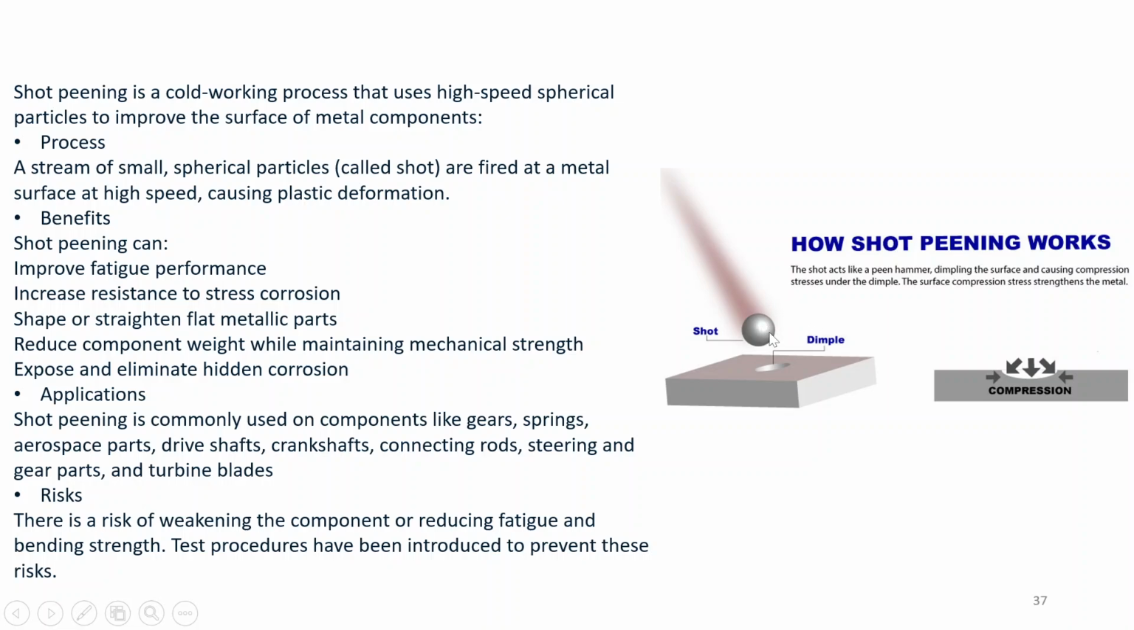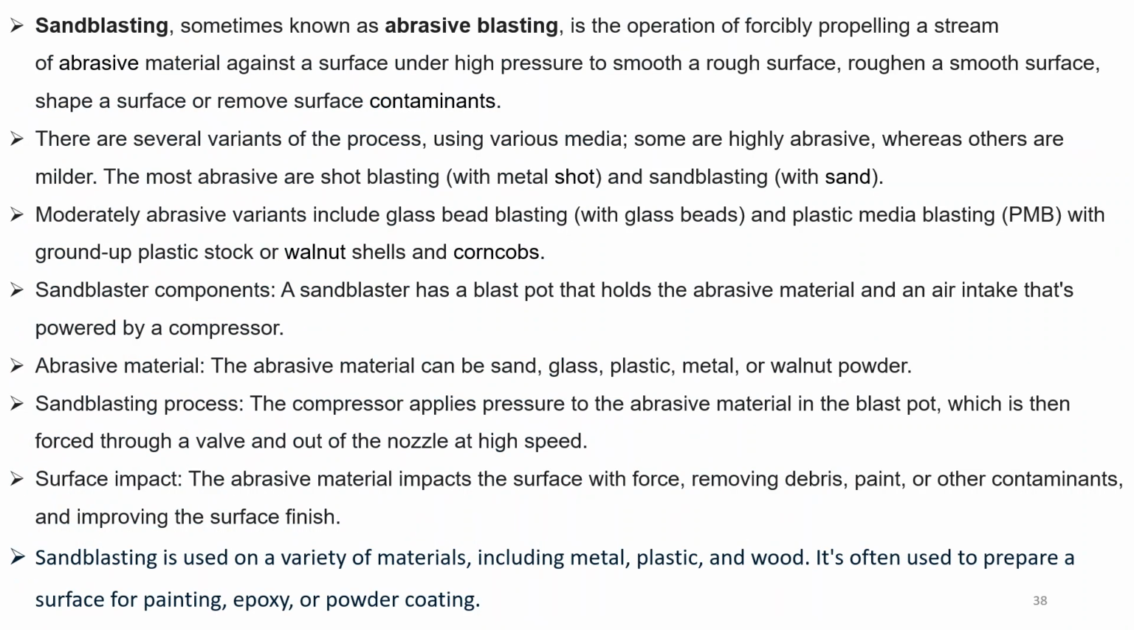Here you can see the shots and the formation of this compressive type of residual stresses. The shots act like peen hammers, dimpling the surface and causing compression stresses under the dimple. The surface compression stress strengthens the metal.